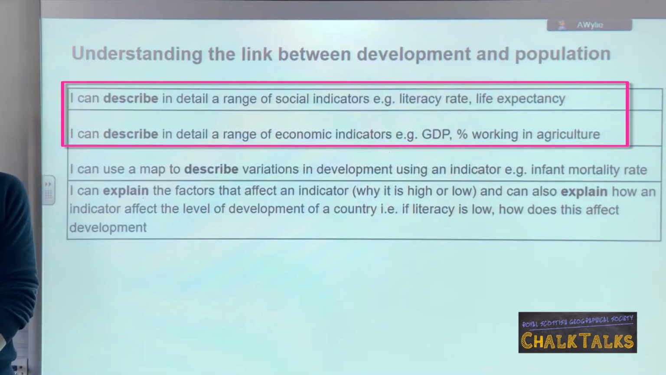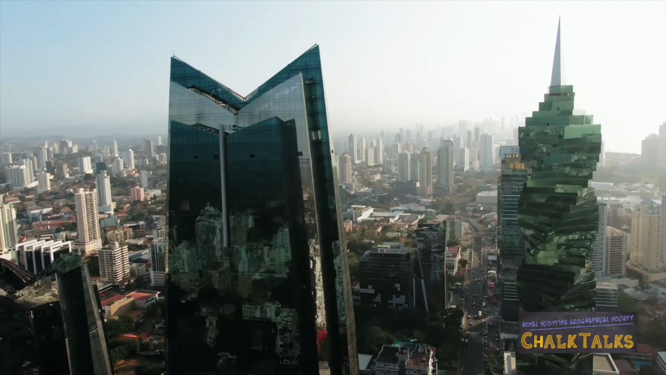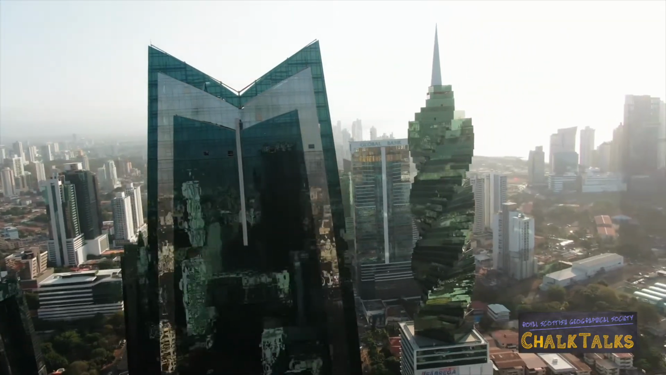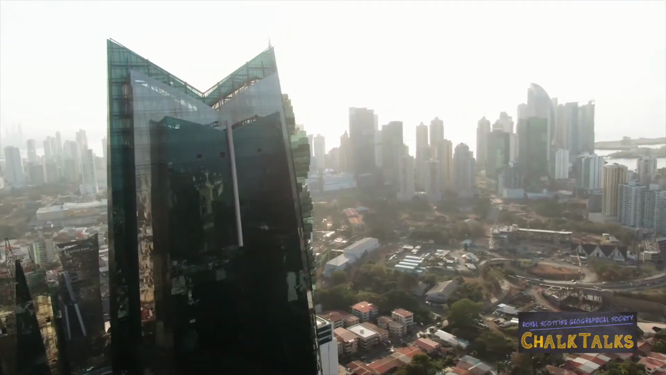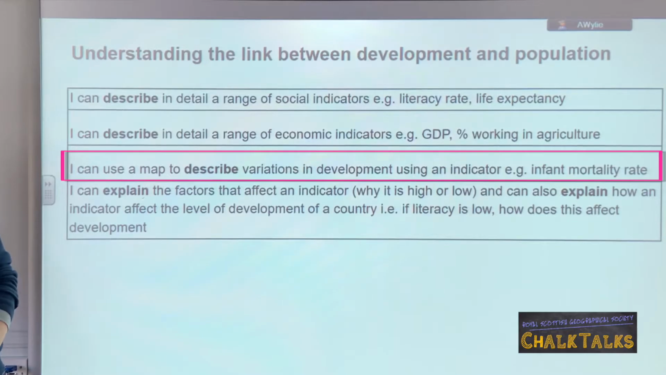And an indicator is something that tells us something about a country. For example, gross domestic product in the second learning outcome means the wealth of the people in a country. And the wealth of the people in the country would be strongly related to the population of that country and how it changes. The third learning outcome is your ability to describe variations using a map that you might be presented.